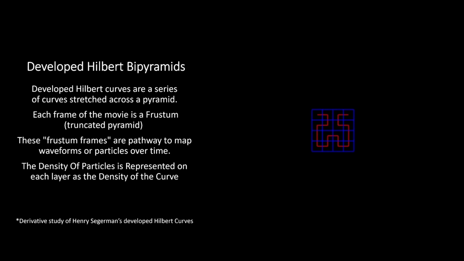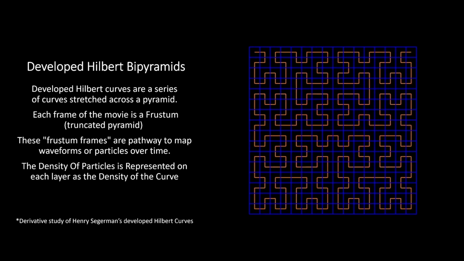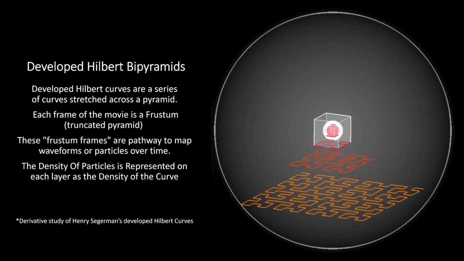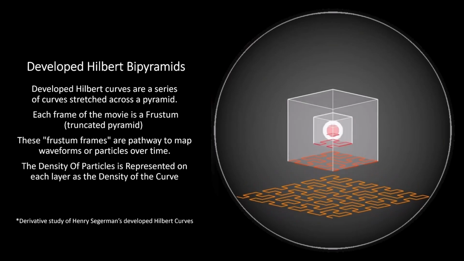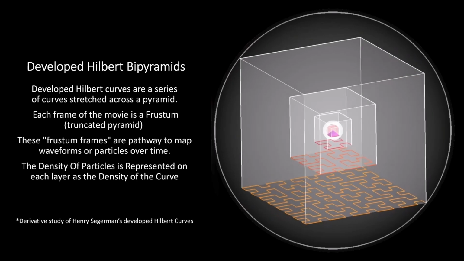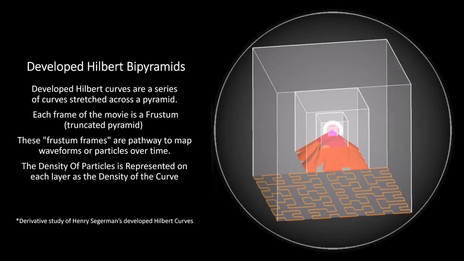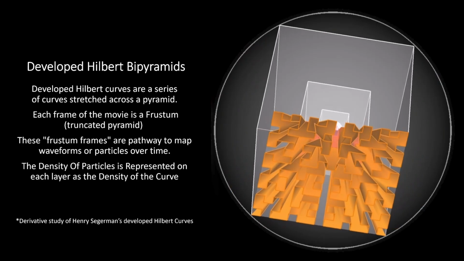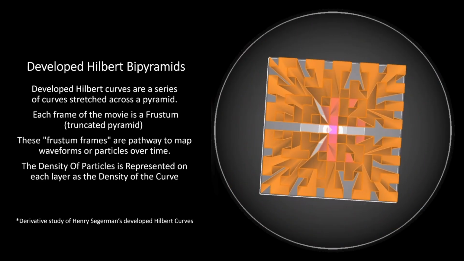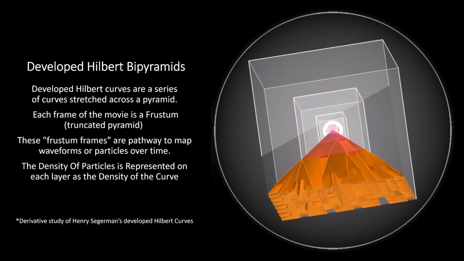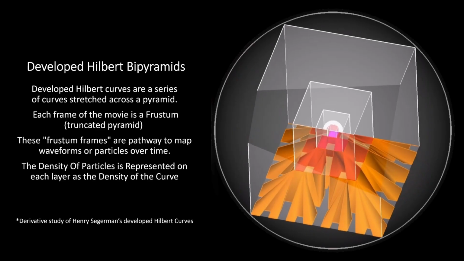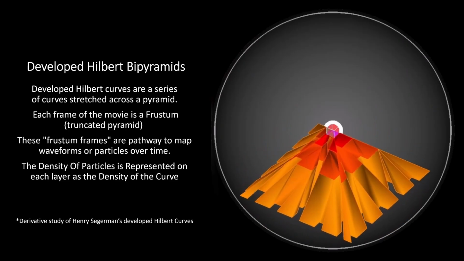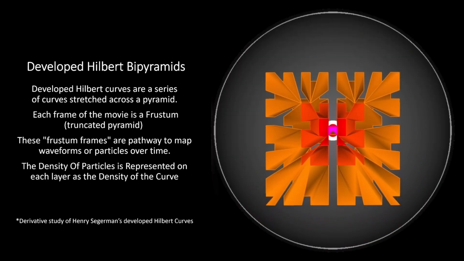Developed Hilbert curve bipyramids, a derivative of Henry Segerman's study. Separate Hilbert curves by equal gaps. Connect each section with pyramidal extensions. These truncated pyramidal sections are also called frustums. By treating the base of each section as a frame, these frustums can be used to map particle positions over time. The density of the curve on each layer represents the density of particles.